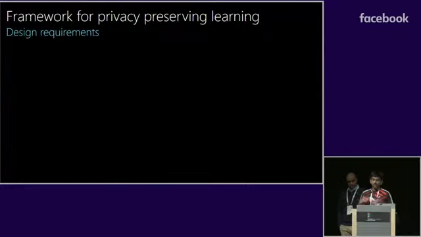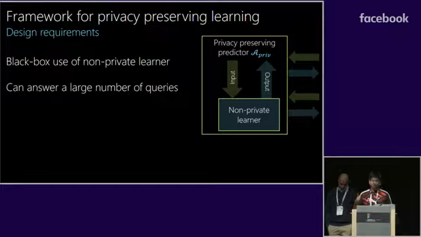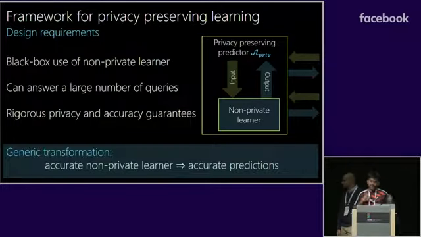So just to recap the design requirements for our system, first of all, the algorithm needs to be black box, with access to the non-private learner. Number two, it should be able to handle a large number of queries. Number three, it should have rigorous privacy and accuracy guarantees. Moreover, since we are looking at black box construction, it is only good to hope that the accuracy guarantee of the non-private learner should seamlessly translate to the accuracy guarantee of the private learner.